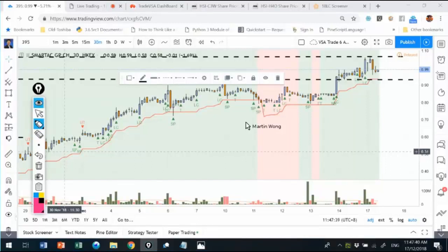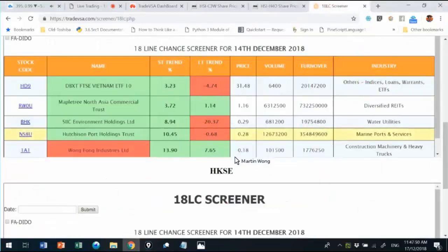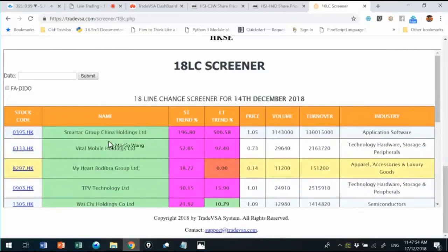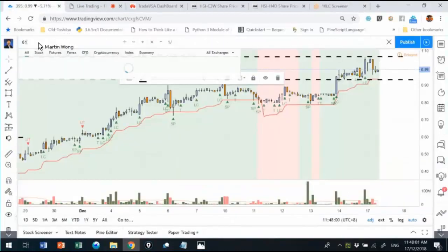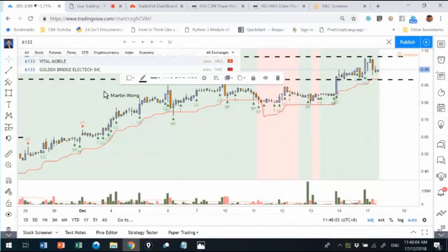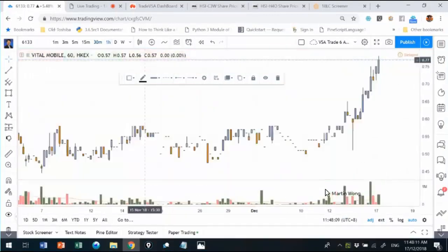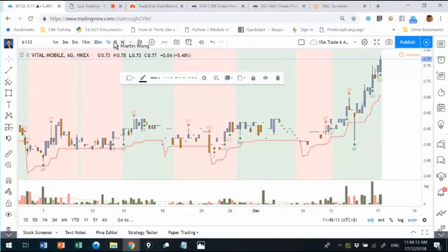Okay, any other questions from the members today? If not, I will try to look for another stock from Hong Kong. Singapore and KLC, I don't find anything. Probably Retail Mobile 6133. On the 30-minute chart, not much liquidity. Let's look at 1 hour.